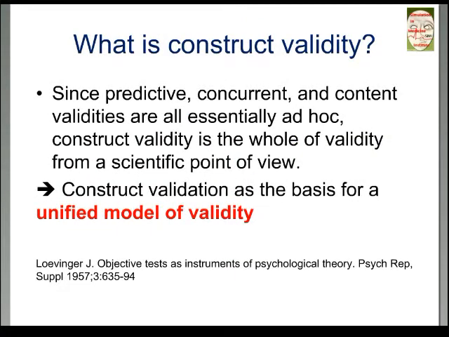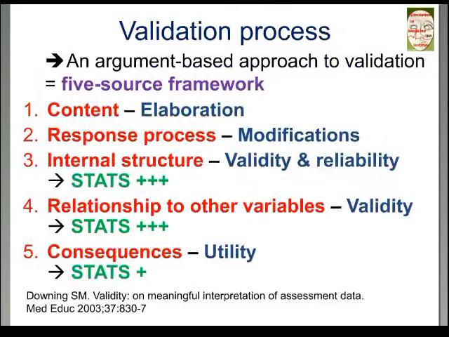So the aim is the validation process of a performance assessment scale. It should be understood as providing evidence for validity, and construct validity represents the whole of validity from a scientific point of view. The unified model of validity is currently represented by the 5-source framework published by Downing in 2003. It is an argument-based approach using 5 different sources of evidence.